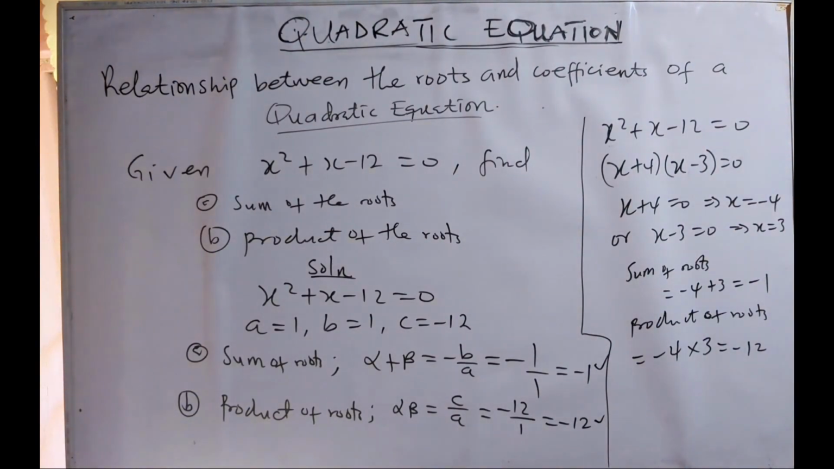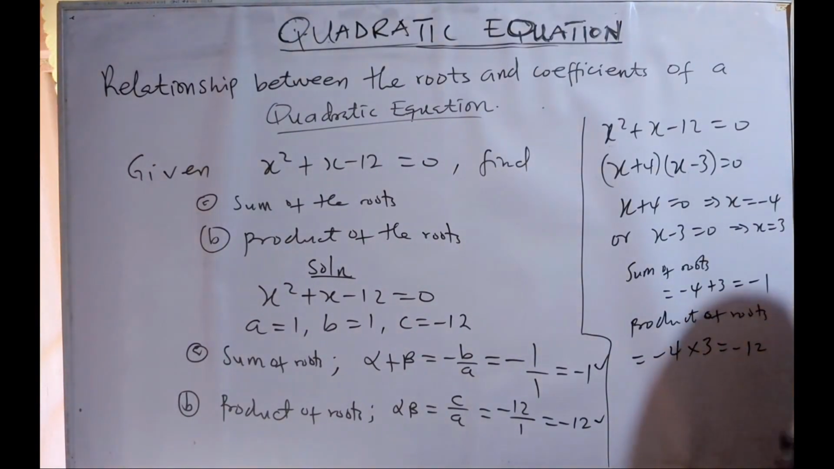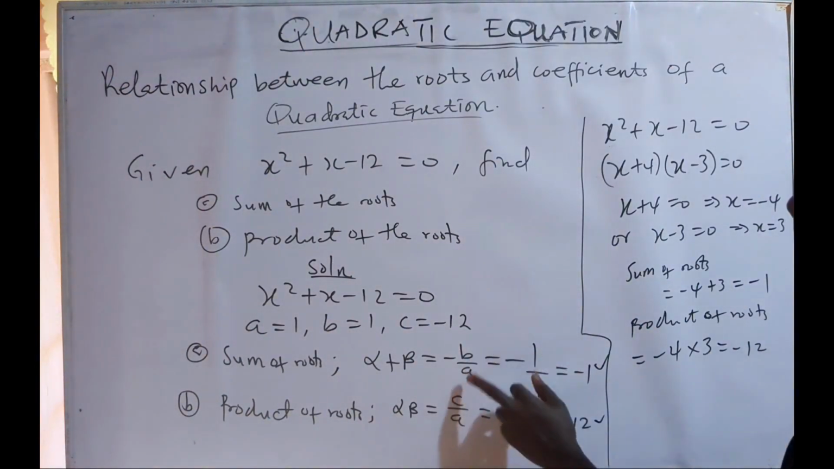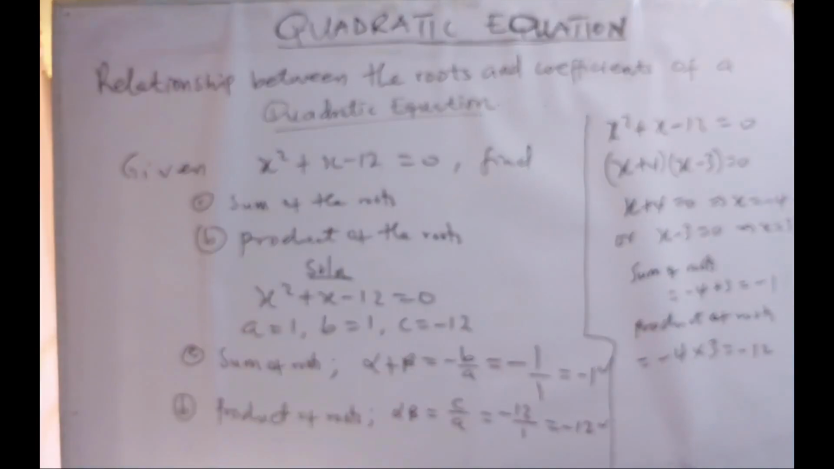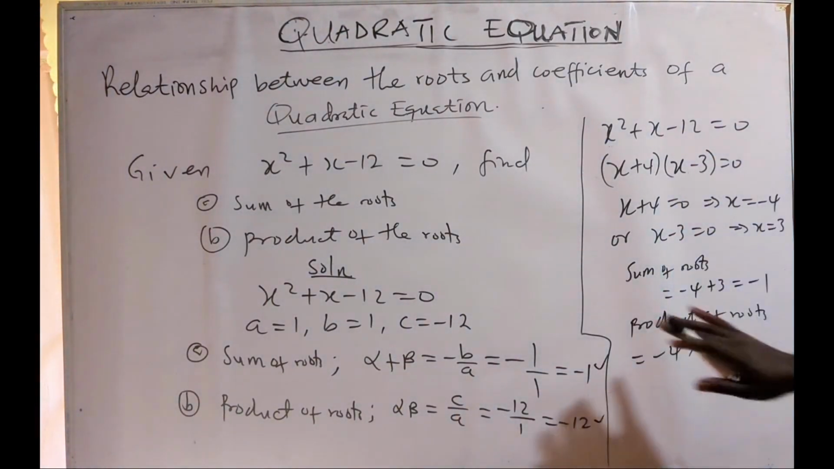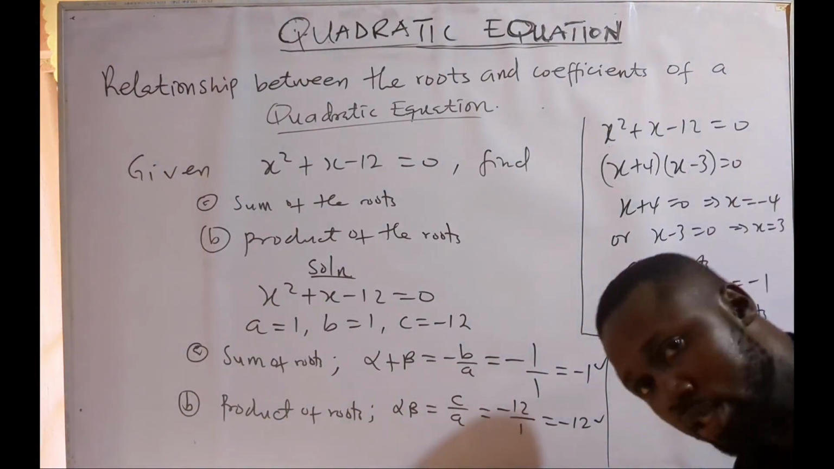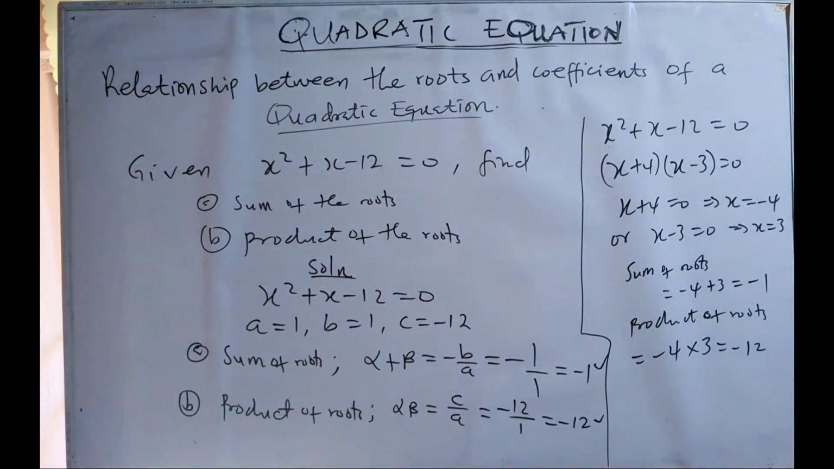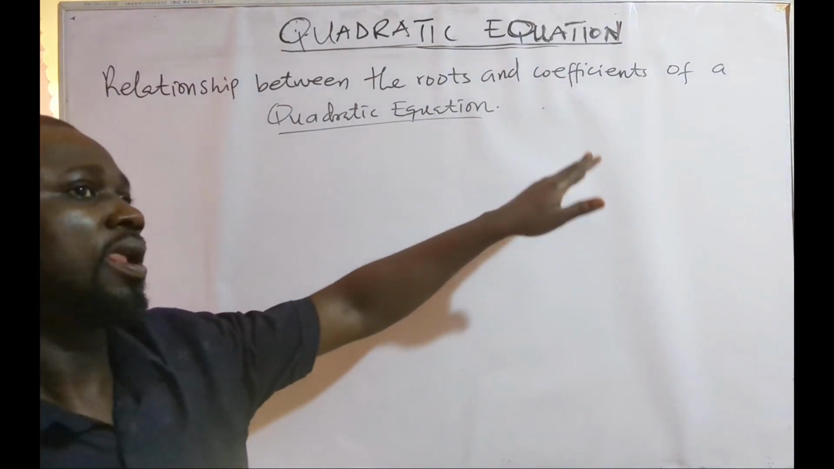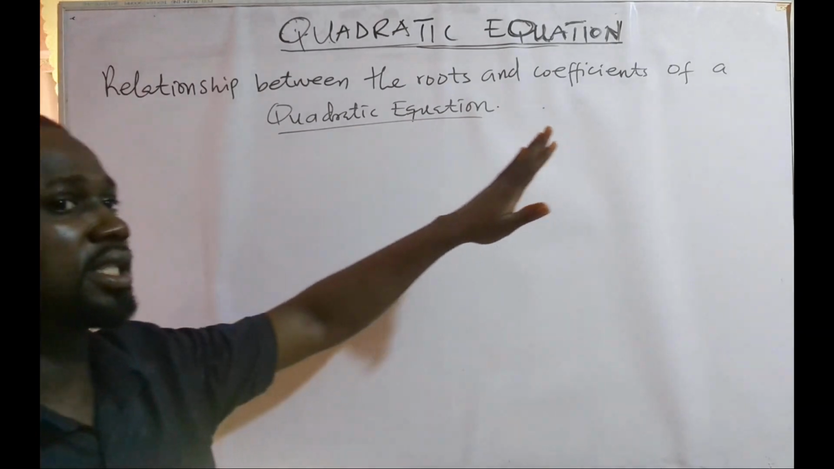So it is telling you that if you want to get the sum of roots of any quadratic equation you are given, it is minus b over a, and the product of roots of any quadratic equation will give me c on a, and we have proven that with this particular quadratic equation. I believe that is understood. Since now we know the sum of roots alpha plus beta is minus b over a, and the product of roots alpha beta is c over a.